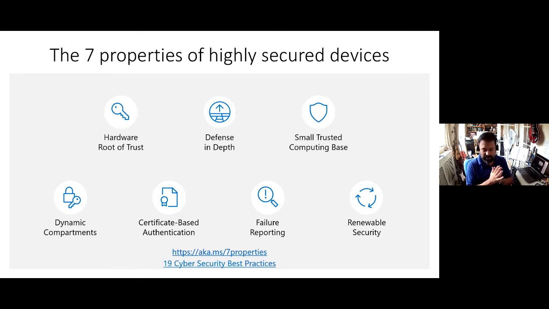The first incarnation of the Xbox had only 2 of these properties. The next incarnation had, I think it was 3 or 4. And then starting with the Xbox One generation, they had all 7 of these properties. And you need all of these 7 properties there in order to consider that device highly secure.